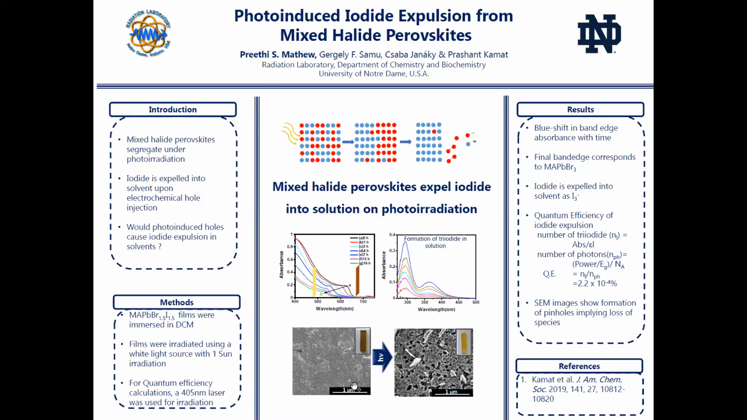Then we took the SEM image of the film before and after irradiation. As I mentioned earlier, to the eye, it changed color from a dark brown to yellow. And in the SEM, we could see the formation of pinholes on the film after irradiation. So this was an indication that there was loss of some species from the film upon photoirradiation in solvent.